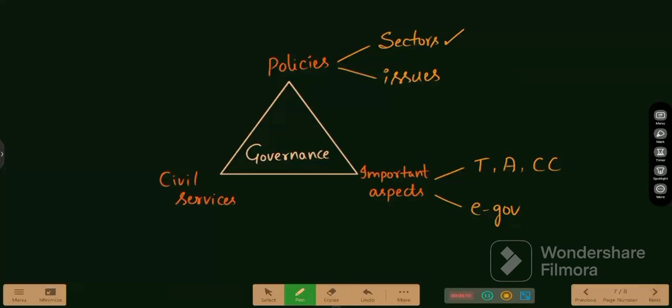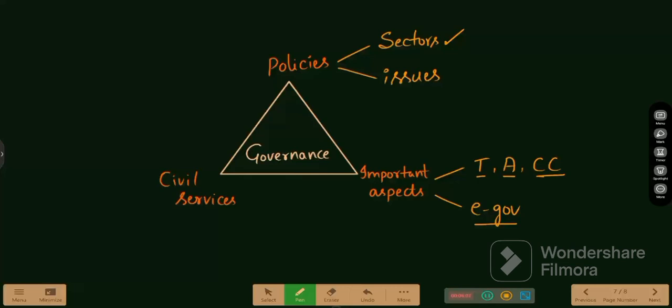And also issues arising in the design and implementation of these policies. What are the issues in design and implementation of the policy you need to know. As well as when you are knowing the issues and challenges, then also you need to know the remedies or possible solutions to overcome these problems. Then important aspects or components in governance are transparency, accountability, citizen charter, e-governance, its applications, models, advantages, disadvantages, possible solution for the demerits. Then what is the role of civil services in the governance of the country?